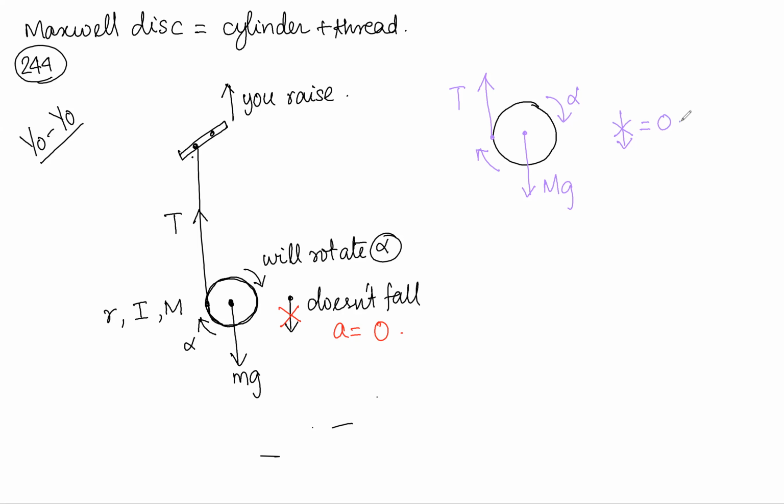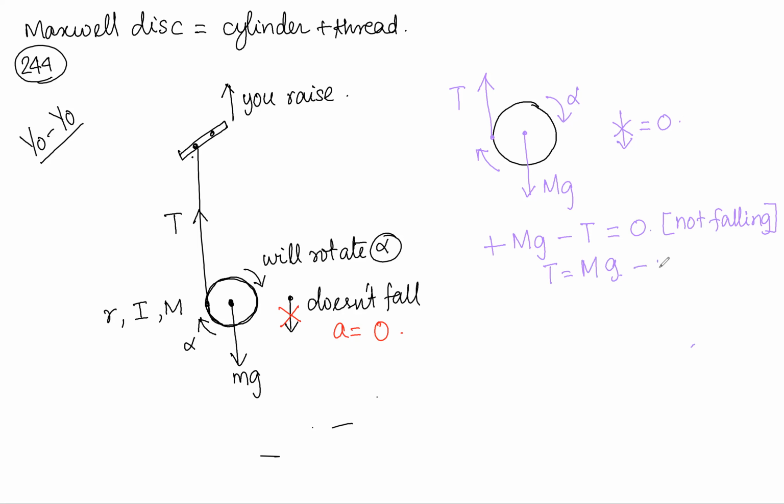Because the linear acceleration is 0, if you write down the forces in the vertical direction, plus mg minus T, then that should be equal to 0, because the block or the cylinder is not falling. जब कोई चीज गिर ही नहीं रहा है तो इसका एक्सेलरेशन कितना होना चाहिए? एक्सेलरेशन 0 होना चाहिए. तो T का वैल्यू कितना आएगा? T will be equal to mg. First equation, T is equal to capital M into g.